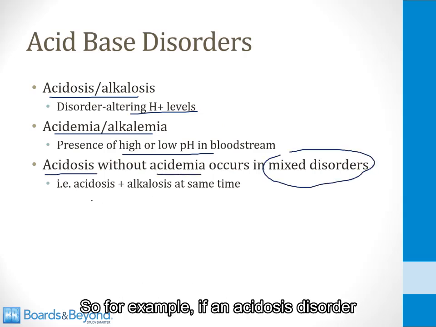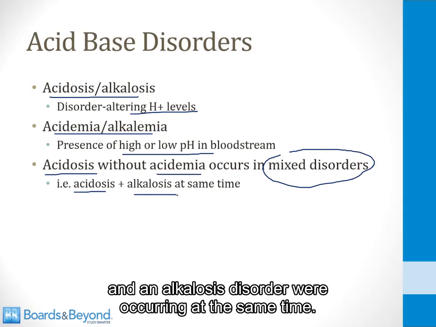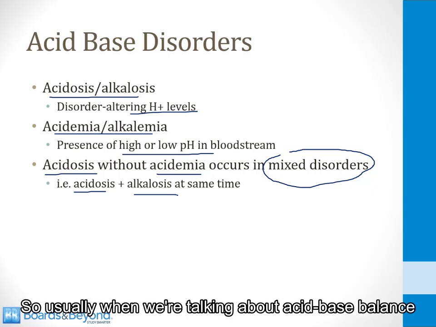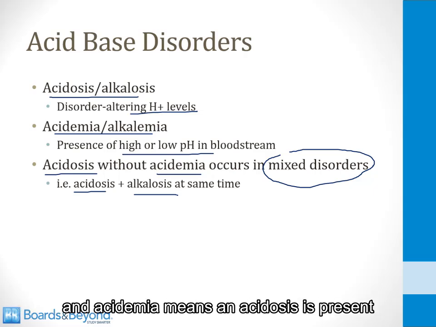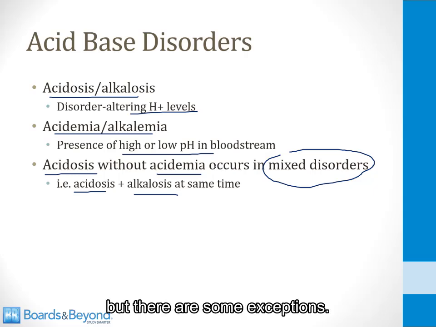So for example, if an acidosis disorder and an alkalosis disorder were occurring at the same time. Usually when we're talking about acid-base balance, an acidemia means an acidosis is present, but there are some exceptions. And that's why I've gone through this terminology on the slide here.